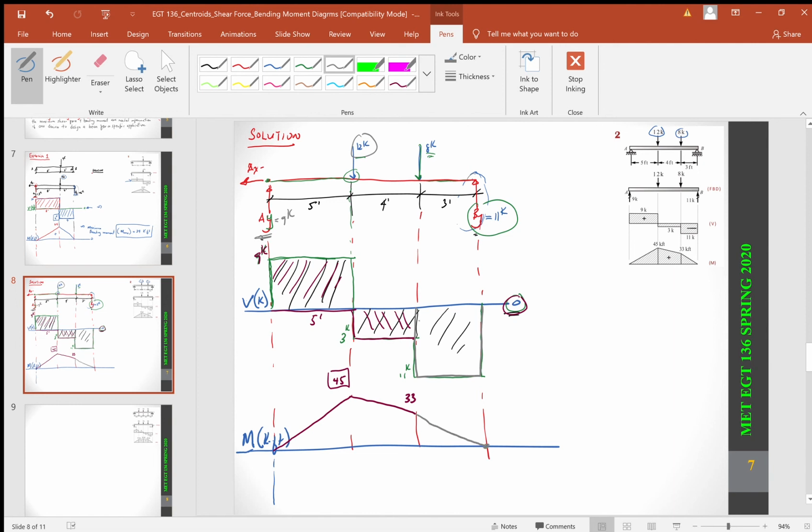Okay, so you can see here that this will be your maximum bending moment, happens to be 45 kips feet. Okay, let me stop here and I'll continue with the next video. Okay, I hope this helps.